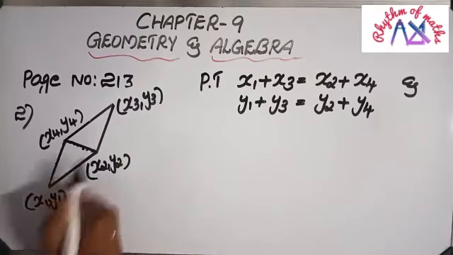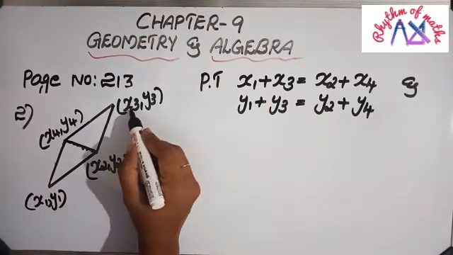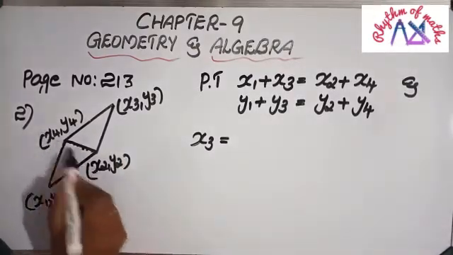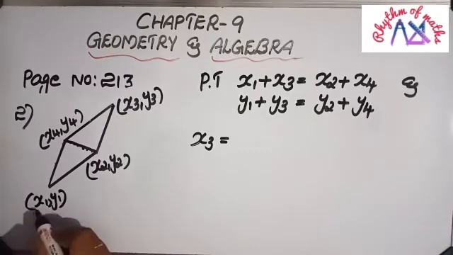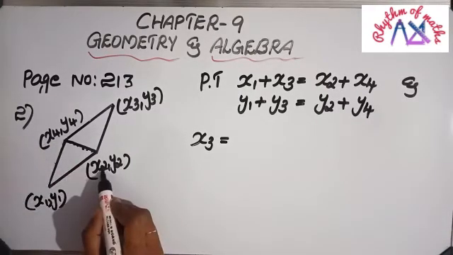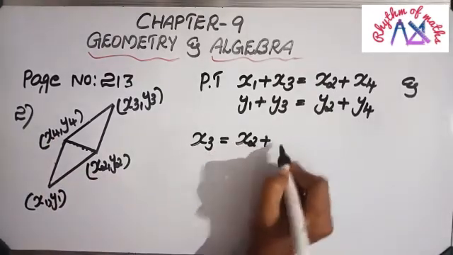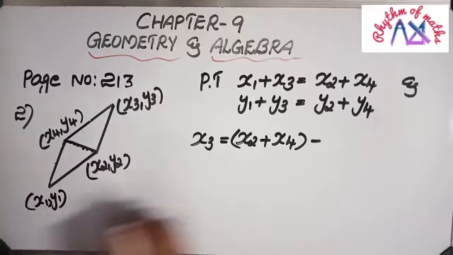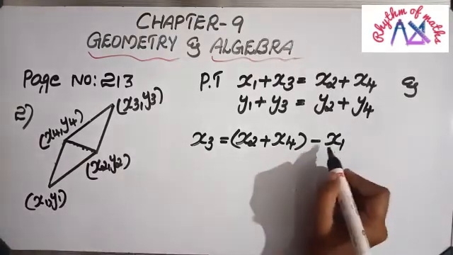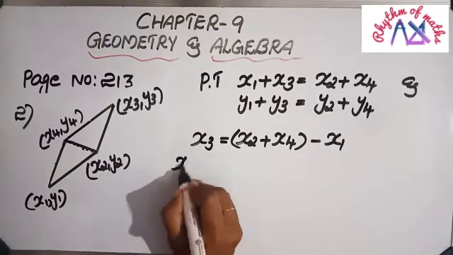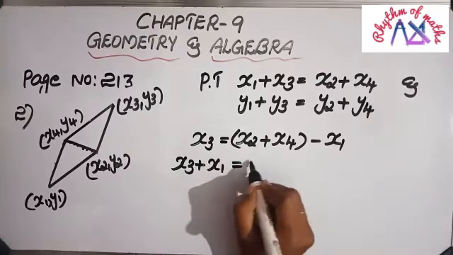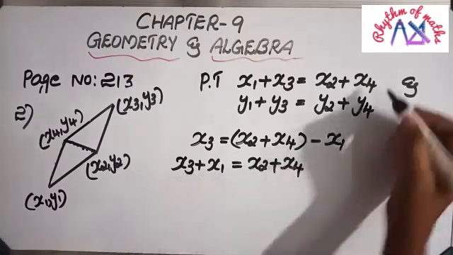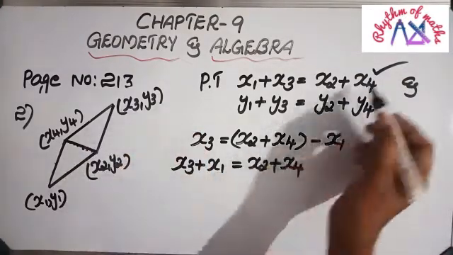Okay, so let's consider this diagonal. Now here in this diagonal, suppose we need to find x3. So x3 will be equal to what? How we will find this x3? Sum of x coordinates in the diagonal minus x coordinate in the corner point. So here the x coordinates are x2 and x4. So x2 plus x4, that sum, minus x coordinate in the corner. X coordinate in the corner is x1. So minus x1. This is our rule. Now let's take this minus x1 to this side. So answer will be x3 plus x1 equal to x2 plus x4. x3 plus x1 and x1 plus x3 both are same. So we got the first proof.